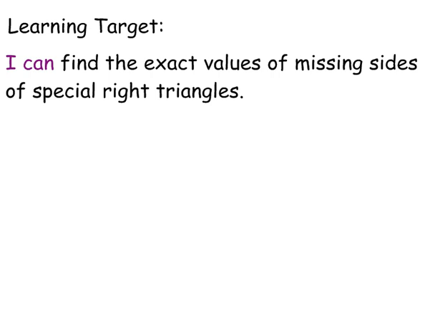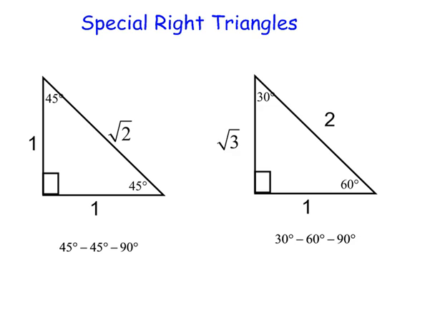How are we? Our learning target for this video is I can find the exact values of missing sides of special right triangles. So here are what we call the special right triangles. On the left, we got the 45, 45, 90. And on the right, we got the 30, 60, 90.